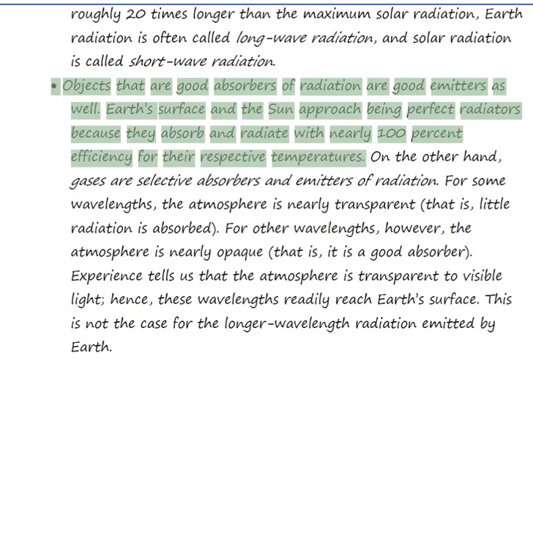Objects that are good absorbers of radiation are good emitters as well. Earth's surface and the Sun approach being perfect radiators because they absorb and radiate with nearly 100% efficiency for their respective temperatures.